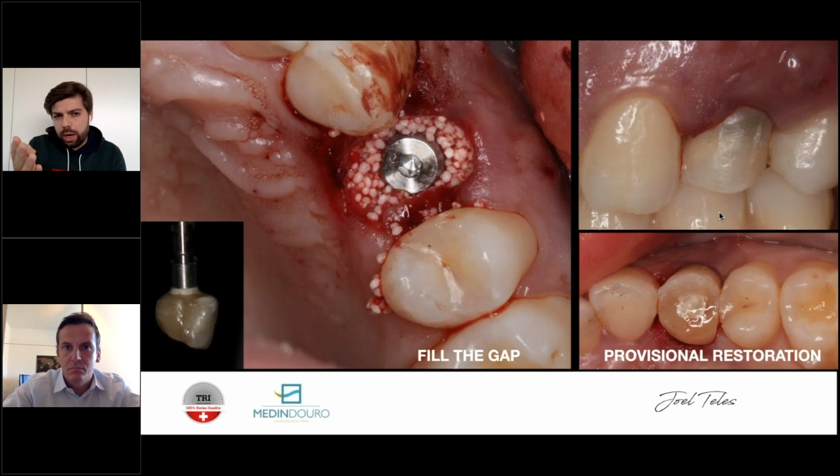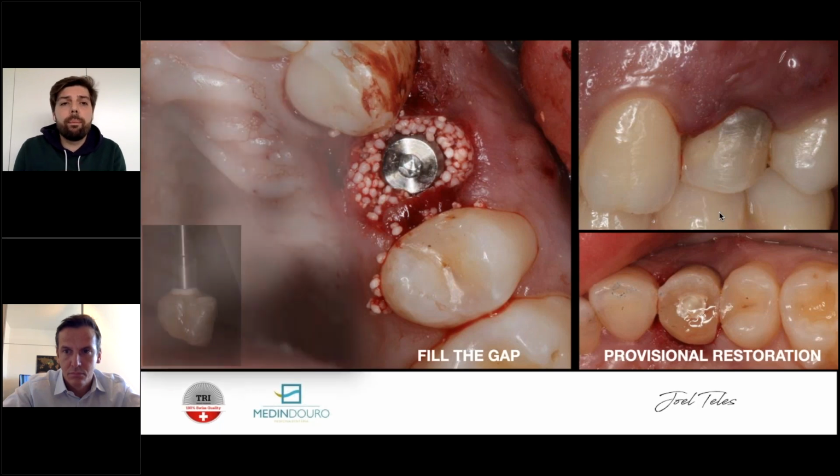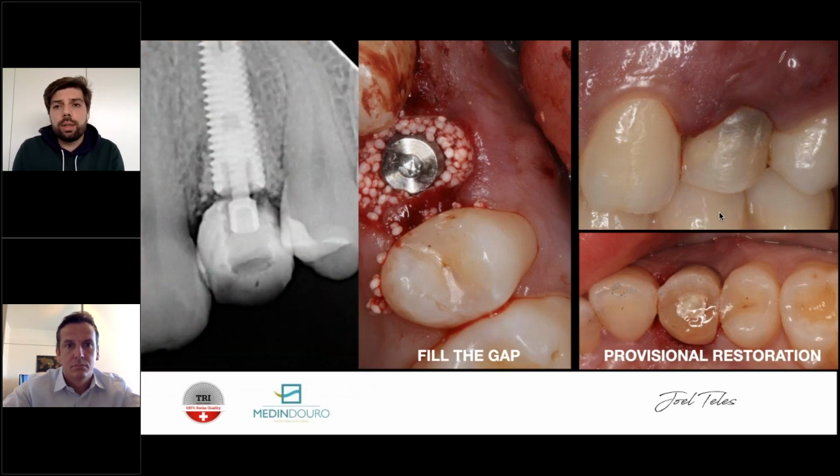So after I place the implant, I do my provisional restoration. In this case scenario, I use the extracted tooth. We'll discuss how to make provisionals further on in the presentation because they're much more important in the aesthetic zone. So don't worry, we'll get to that. And after I try my provisional restoration, I know everything is in place, I fill the gap, and then I place my final restoration. Again, no sutures needed. And this is the X-ray on the day of the surgery.